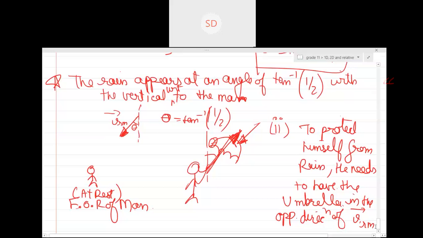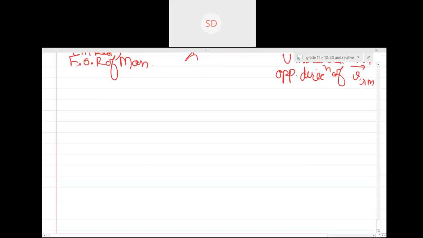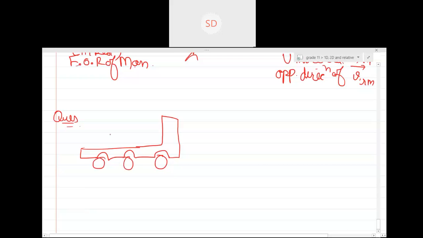Okay, done. Let's do one more question. This question is just like this only. So suppose guys, there is a truck. Can you see the truck, guys?